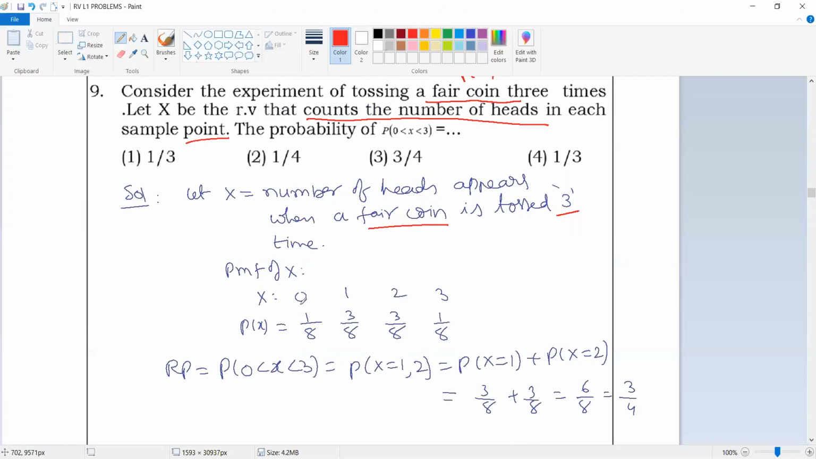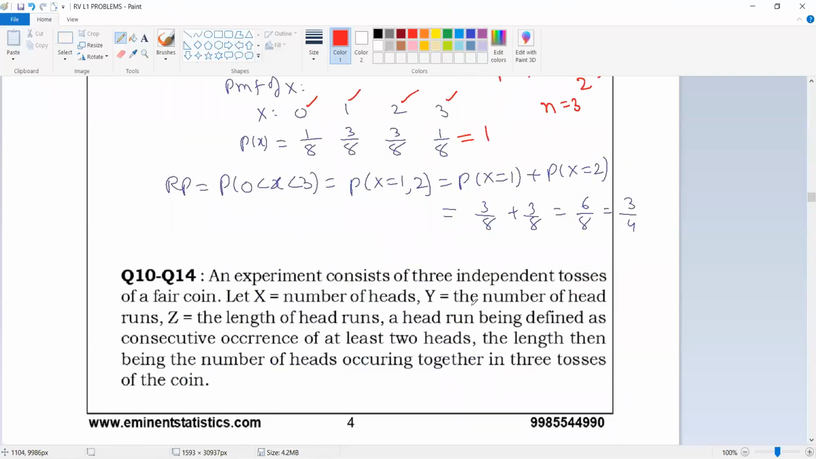Now x takes the values here. The minimum is 0, no head, up to all heads. So x is called the number of heads when a coin is tossed 3 times. So 0, 1, 2, 3 are possible here. Now for 0 heads, we use the shortcut formula: P of x equal to nCr by 2 power n. Here nCr means nCx. X value is 0, n value is 3. So 3C0 by 2 cube. The probabilities are 1 by 8, 3 by 8, 3 by 8, 1 by 8. Total is equal to 1. Sum is equal to 1.